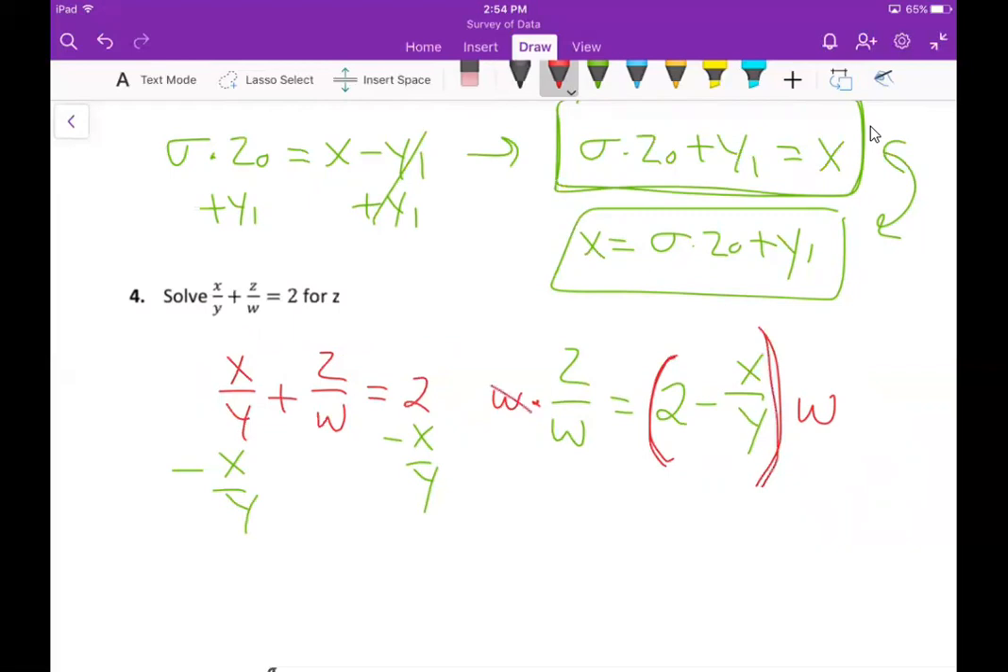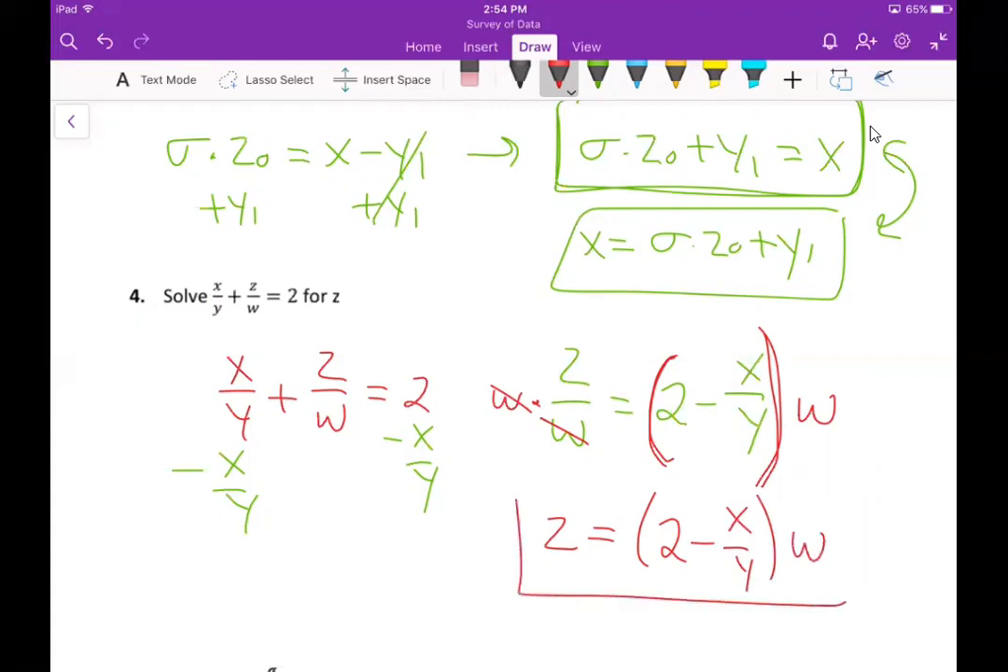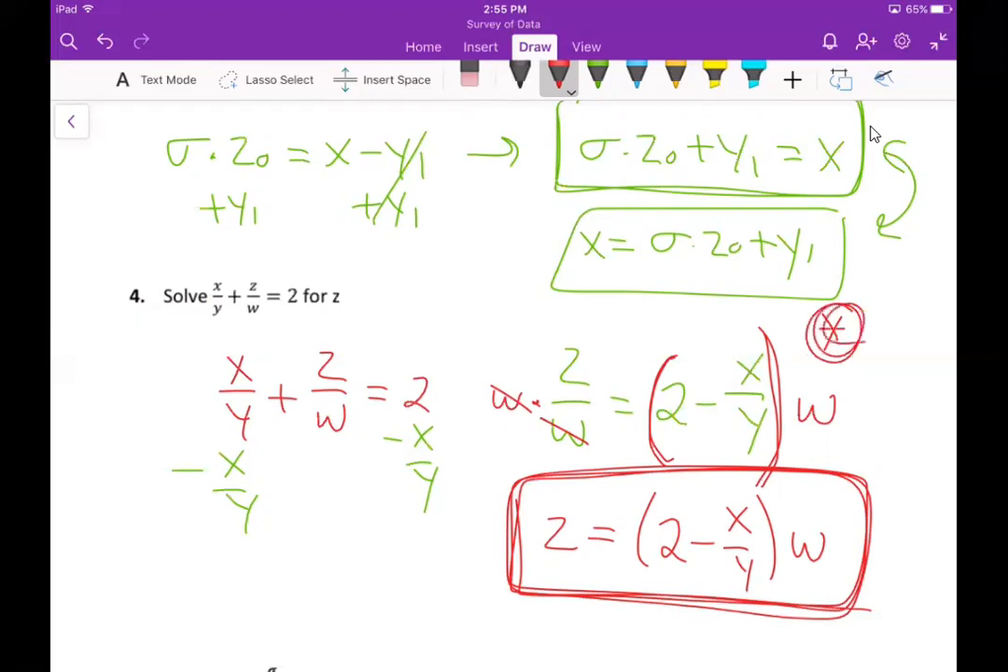Now you do not need to distribute though. You can leave this right-hand side as is, or you can distribute, either one is correct, but you have to have the parentheses. Parentheses 2 minus X over Y times W. You could write that W out front of those parentheses as well. That's kind of the more preferred way, but this is perfectly good. So a very key step right there. If you're multiplying by something and you have addition or subtraction already going on, put parentheses around what you're multiplying by.